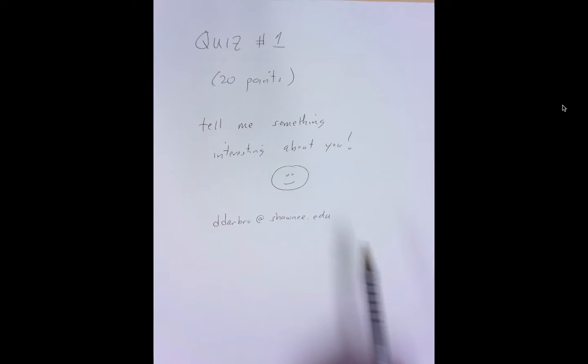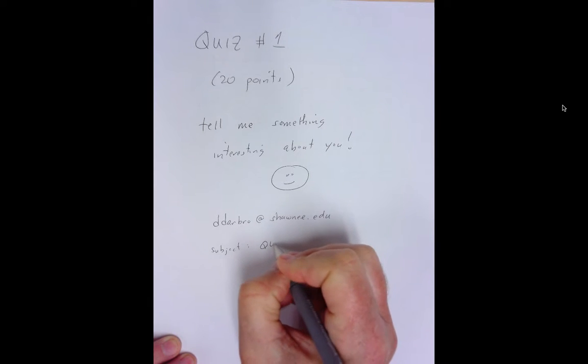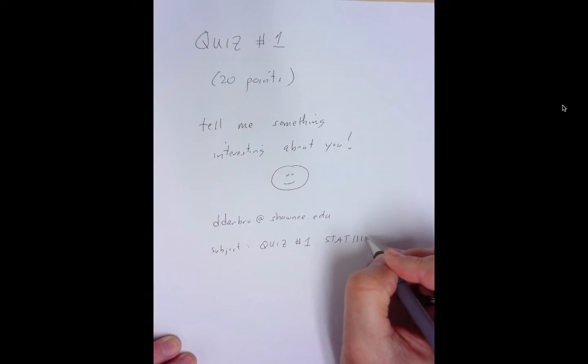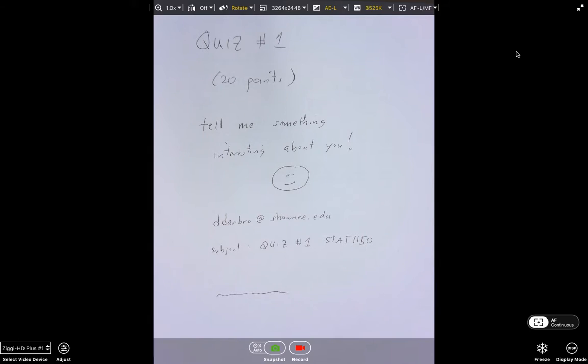So guys, send me an email. In the subject line, I want you to put quiz number 1, STAT 1150. And then in the body of the email, tell me something interesting about you. Hit send. I'm going to give you until the first homework assignment is due, and after that, I'm not going to accept any more of these. So if you do that, you get 20 out of 20. If you don't do that, you get 0 out of 20. So that's quiz number 1. It's called one of Darbro's goofy quizzes. I do this stuff all the time, even when I'm teaching in class.